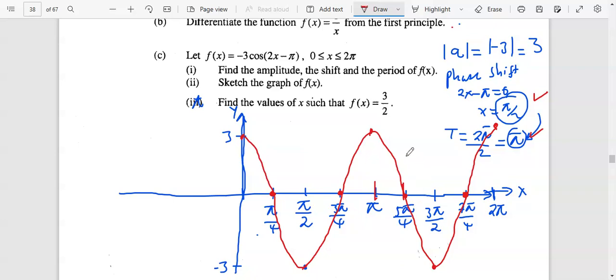If you want to gain all the marks, make sure that you draw it between 0 and 2 pi. And that will be the graph.